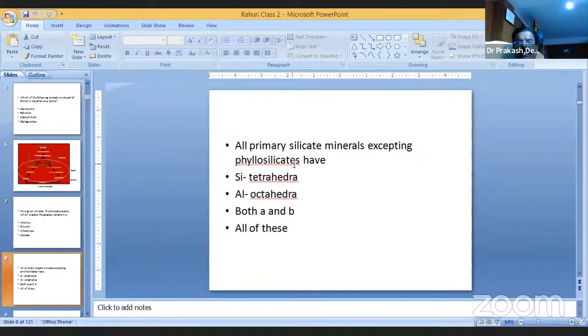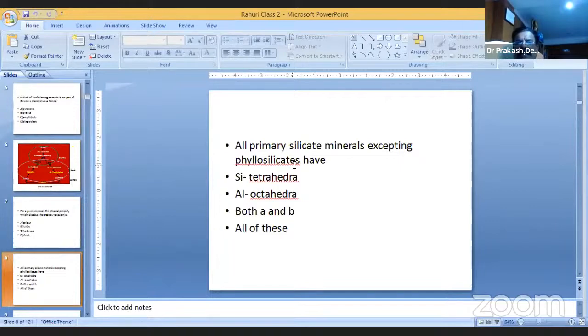Phyllosilicates means a sheet structure arrangement wherein they will have one silica tetrahedra sheet and one aluminum octahedra sheet, followed by one more silica tetrahedra sheet. So that means the aluminum octahedra sheet is sandwiched between two silica tetrahedra sheets in the case of phyllosilicates.